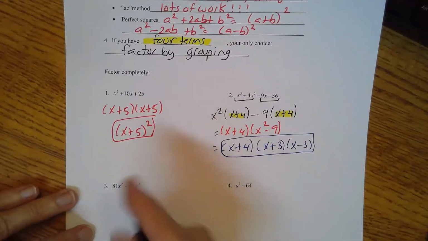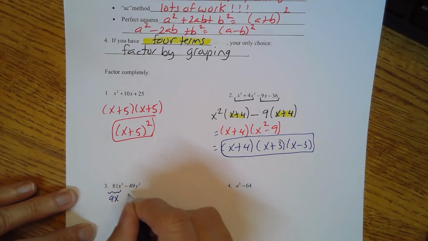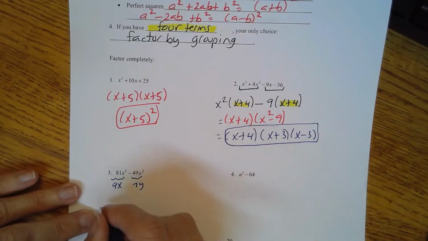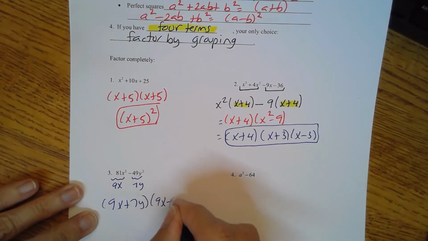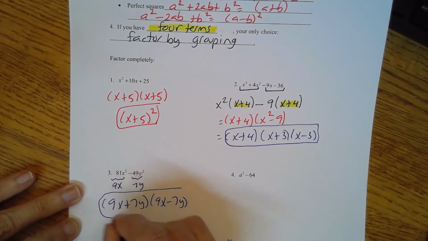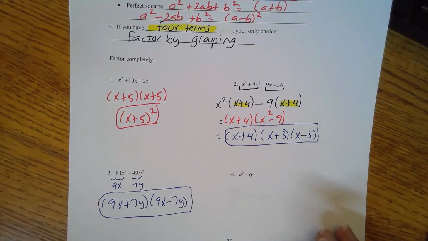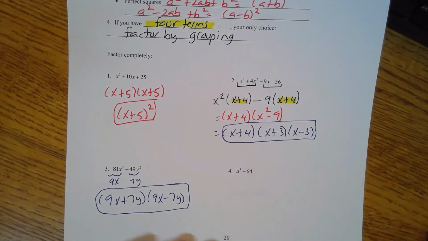So your difference of squares says this comes from 9x and this comes from 7y. So we end up with 9x plus 7y and 9x minus 7y. Difference of squares, different signs. So this one is a new one, so we'll go over it in depth.